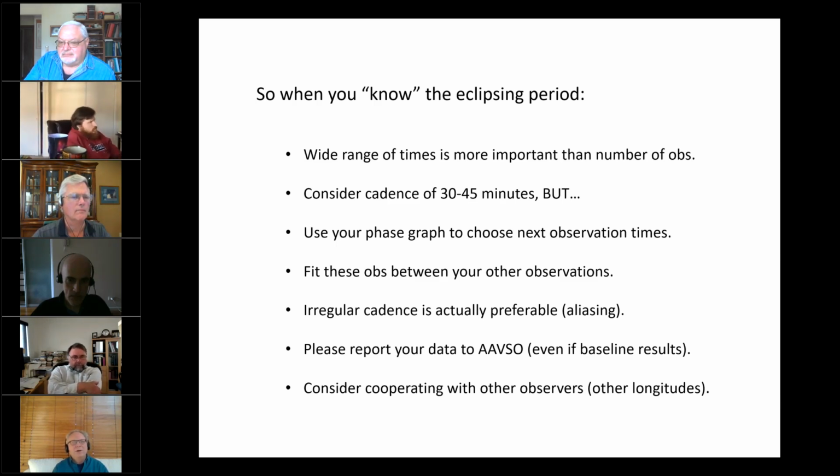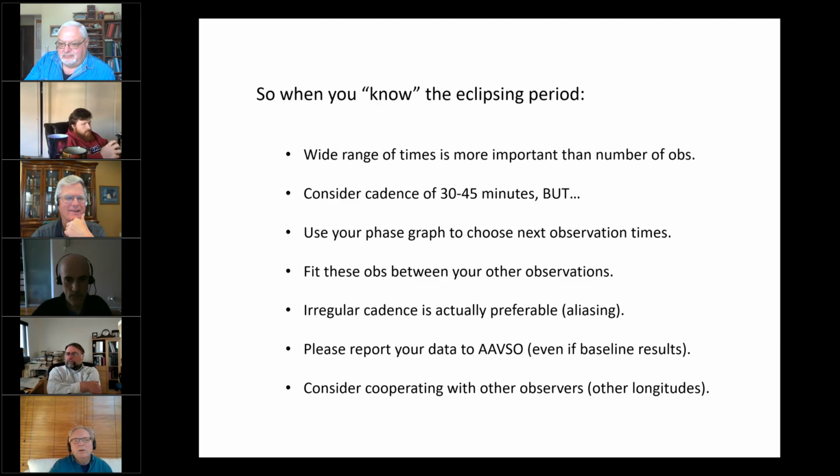Don't worry about it if you're a few hundredths of a phase unit off from where you would have preferred to be, because if you end up doing a periodogram, some kind of Fourier analysis to capture sparse data, an irregular cadence is actually preferable because it beats down the aliasing. Please report your data to the AAVSO, the AID, even if they're baseline results.